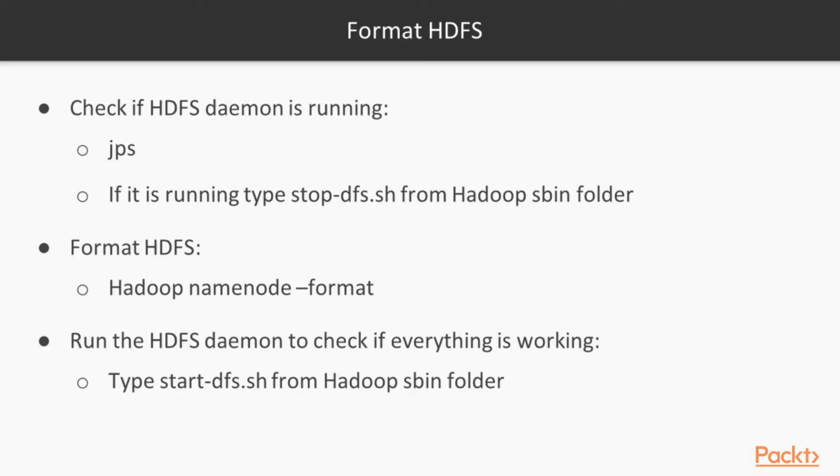So when we do the format, we first check whether there are any Java processes running through JPS, and if there is something running, we should stop the DFS script from the Hadoop sbin folder. Once that is done, the formatting of the HDFS is simple: hadoop namenode -format.